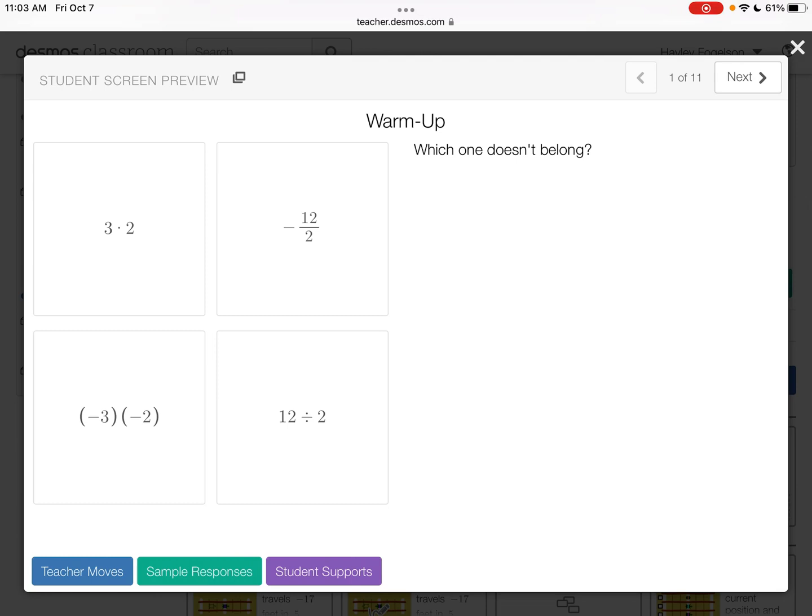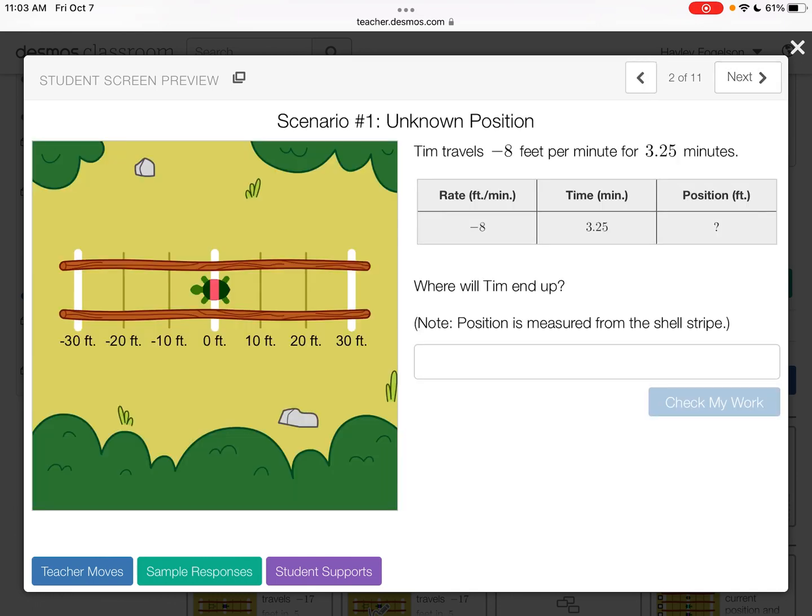Go ahead and pause the video to do those two things. Alright, welcome back. We are going to move on and work on screens 2 through 8. So go ahead and pause the video. I want you to do 2 through 8, and when you're ready and you're done, come back and you'll check your work.